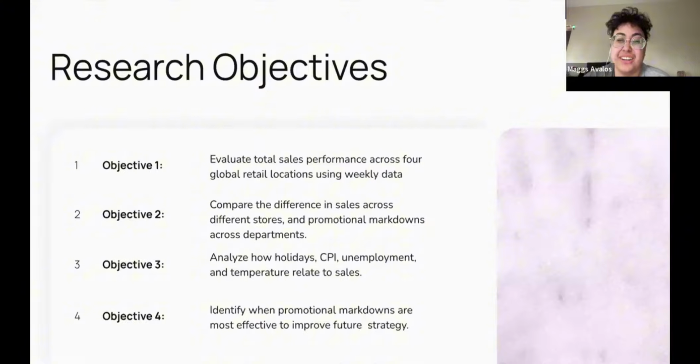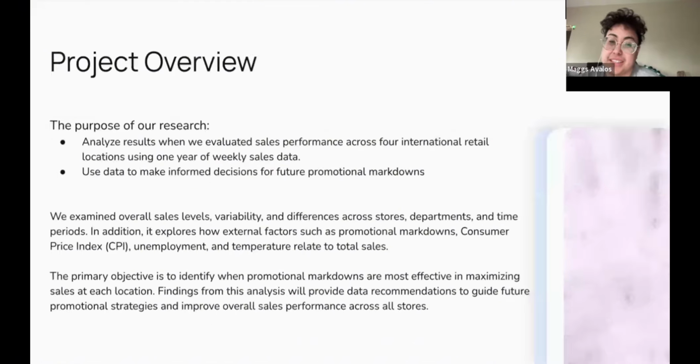Third, analyze how holidays, CPI, employment, and temperature relate to total sales. Fourth, determine when promotional markdowns are most effective to improve strategy. These objectives guided our statistical testing decisions in SPSS.